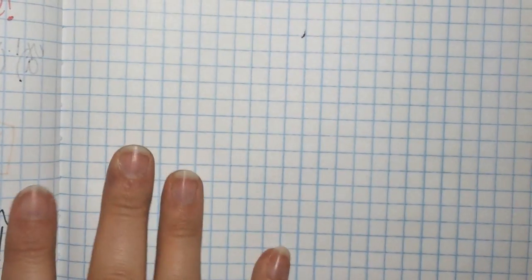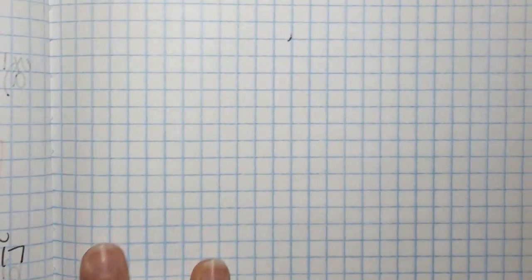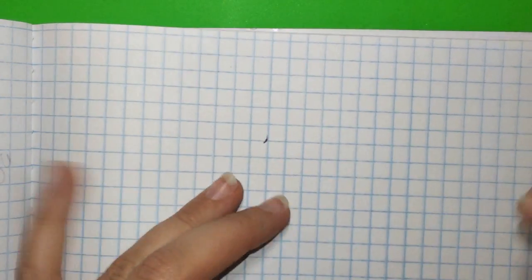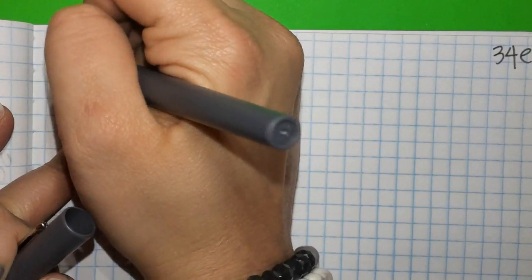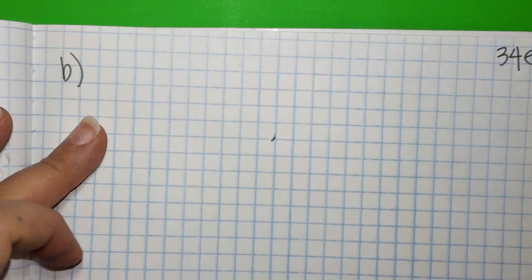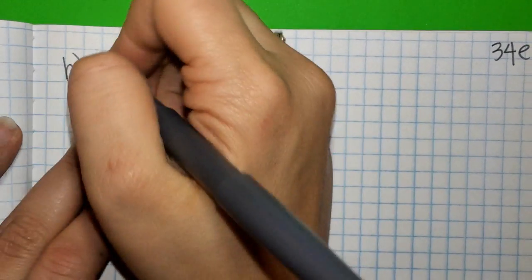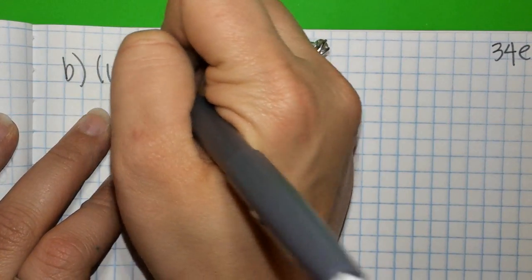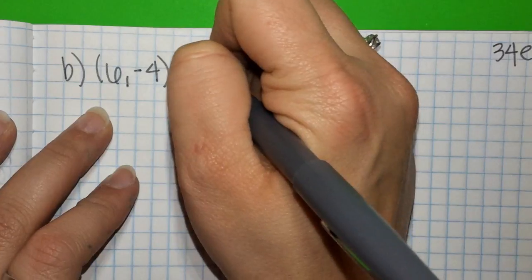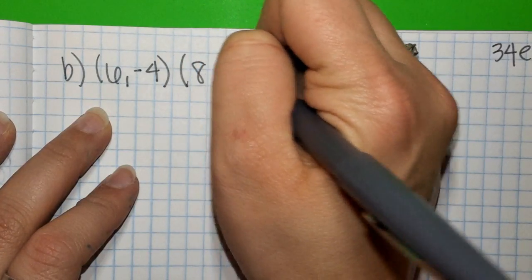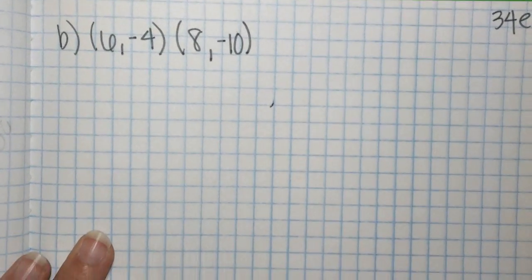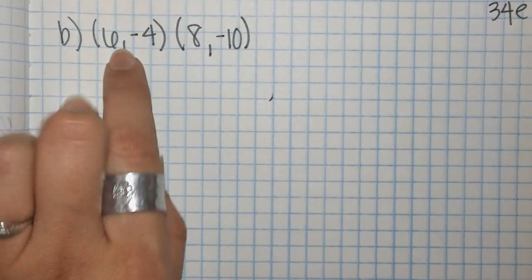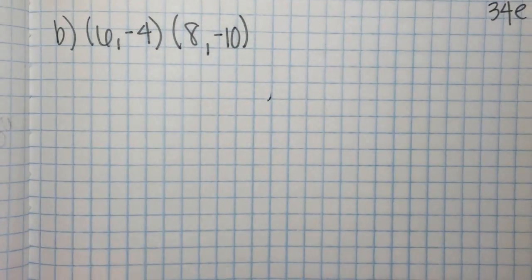Yes. And now we're going to make it a better place by doing problem B. Alright, I'm on page 34E now. B. Alright, so B says 6, -4, 8, -10.